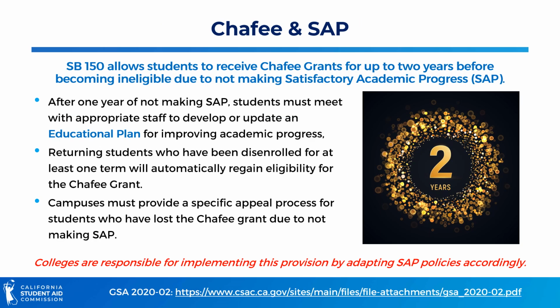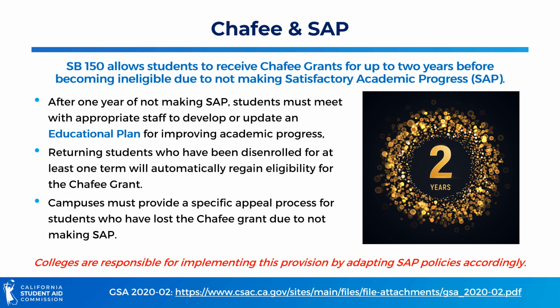Before making a student ineligible for SAP, please review the new softened SAP policy under SB 150. SB 150 went into effect on January 1, 2020, and allows students to receive Chafee grants for up to 2 years before becoming ineligible due to not meeting SAP by creating an educational plan that directs students to on-campus services such as tutors. In addition, students who are in jeopardy of losing the Chafee grant due to SAP must be given the option to appeal.